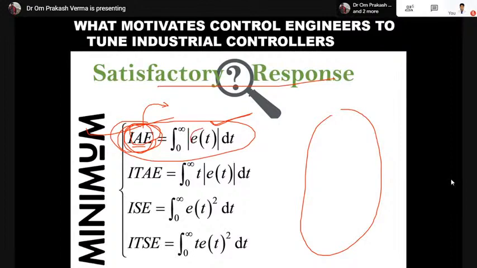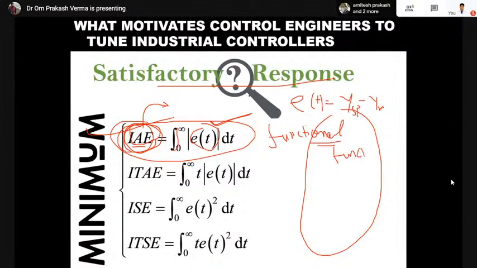Now it is a function. That function is nothing but the set point minus the measured value. When you integrate this function, this is known as a functional. One term used in the control system, optimal control, is the functional. A functional is a function of a function.